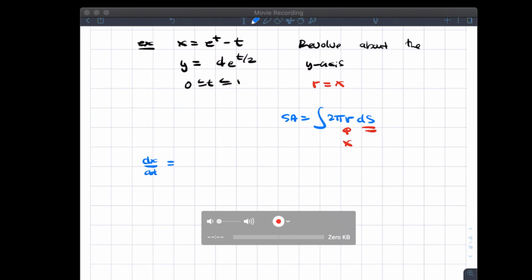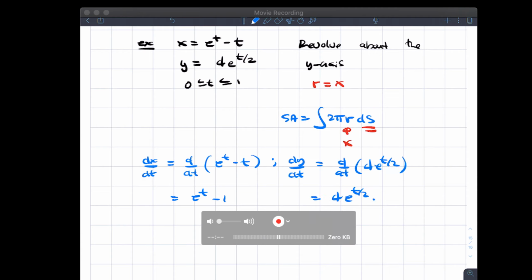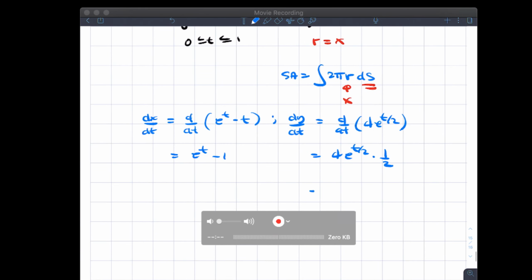dx/dt is d/dt of e to the t minus t, which is e to the t minus 1. dy/dt is 4e to the t over 2, which is 4e to the t over 2 times 1/2 by chain rule, which is 2e to the t over 2. x prime, y prime.